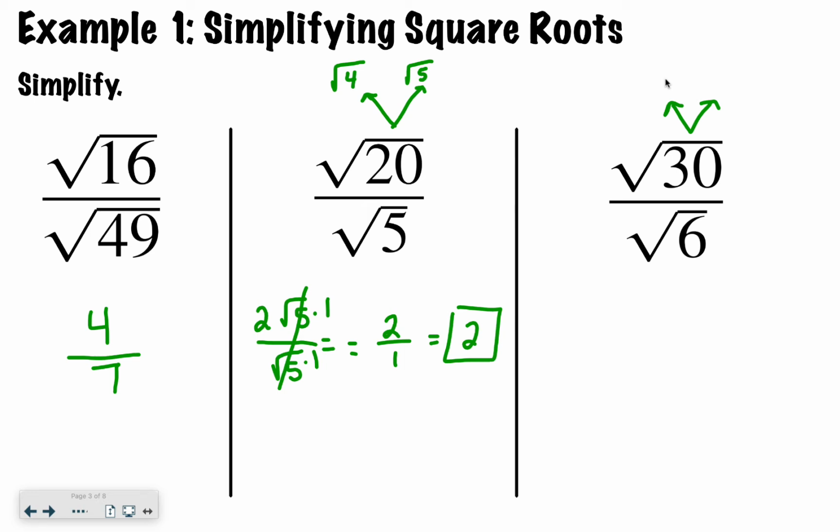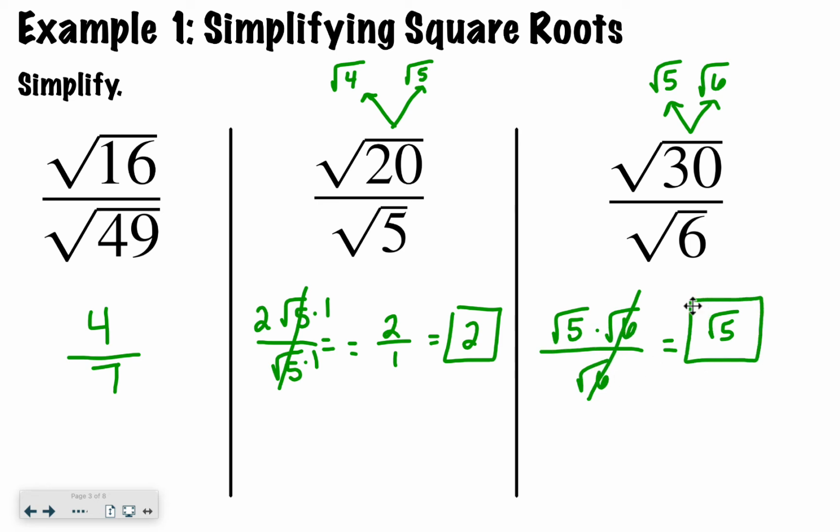But looking at this fraction, I know that 30 is also divisible by 6. So I could do the square root of 6 times the square root of 5. So I would have square root of 5 times the square root of 6 all over the square root of 6. And then, just like in this last example where the square root of 5 was on top and bottom and it canceled, same thing goes for that square root of 6. So this would just end up being the square root of 5 times 1 over 1. Or you can just leave it as the square root of 5.